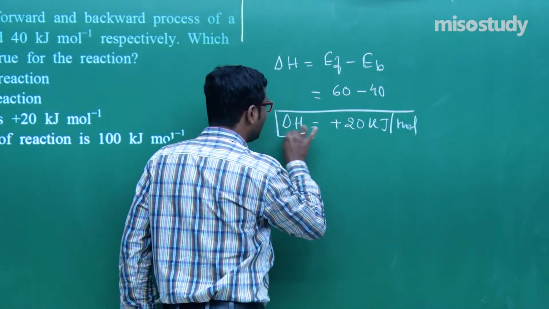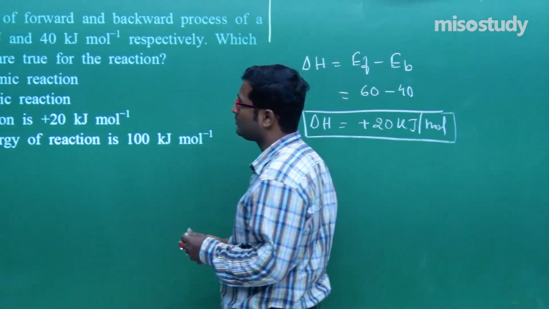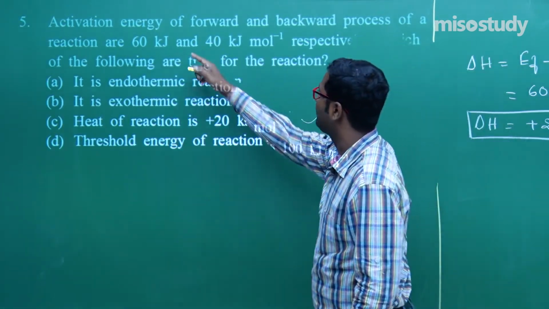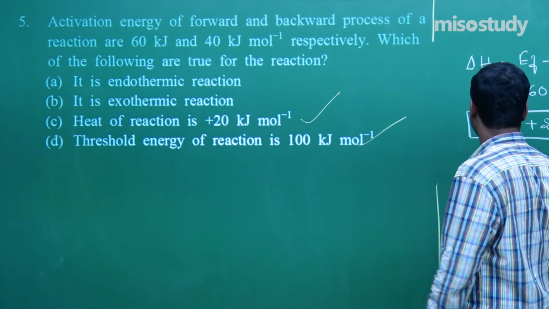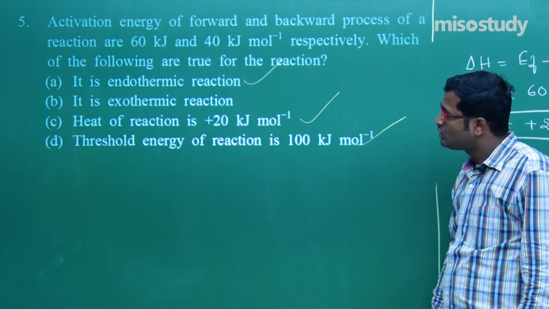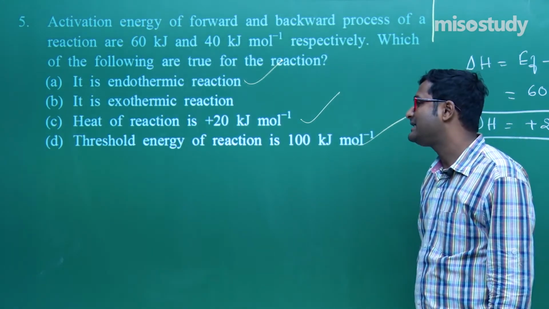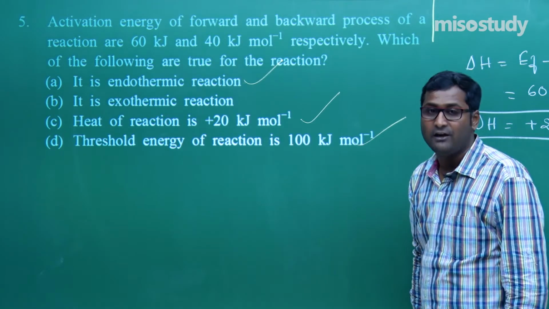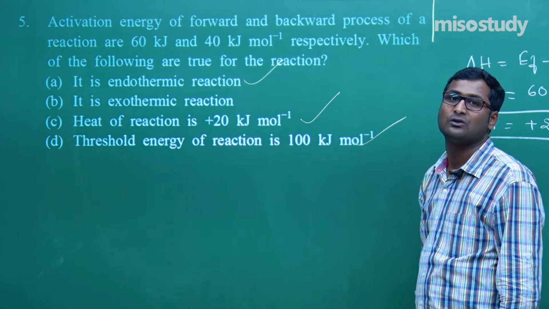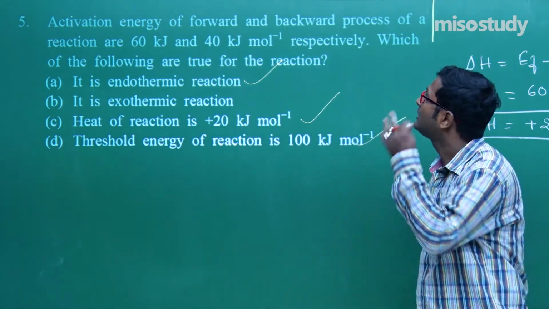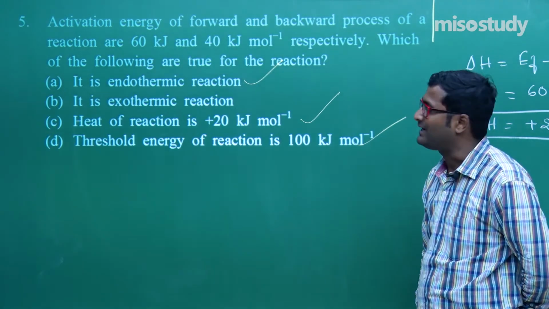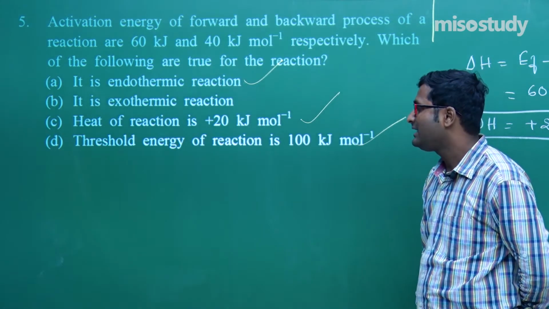Definitely by using this data we can answer the question. Heat of reaction and the threshold energy, the sum of all 60 plus 40, that is 100, and here delta H is positive, that is definitely it is an endothermic reaction. So for this question A, C and D are the correct option. If you reverse the direction, then it will be treated as an exothermic reaction also, but nothing mentioned here. So we can say the best possible answer endothermic, that is A, C and D.